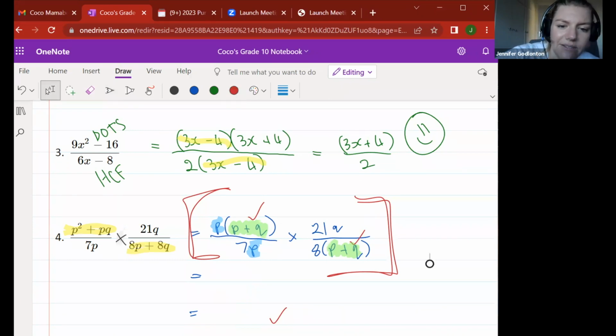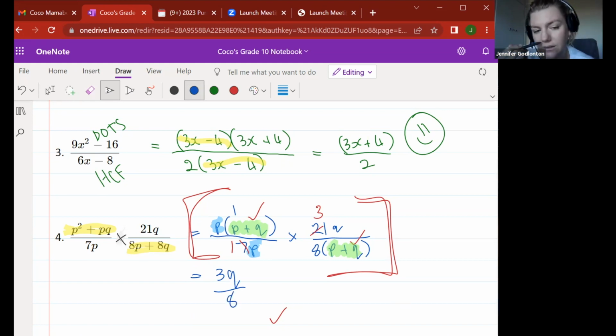Okay, so then let's look at these numbers. If I take my 7 and my 21, I can say 7 goes into itself once and 7 goes into 21 3 times. So what am I left with? I'm left with nothing over here because I've just got a 1. At the top, I'm just left with 3Q. And at the bottom, all I'm left with is 8, because everything else canceled. Oh, okay. Thank you, ma'am. Okay, no problem.